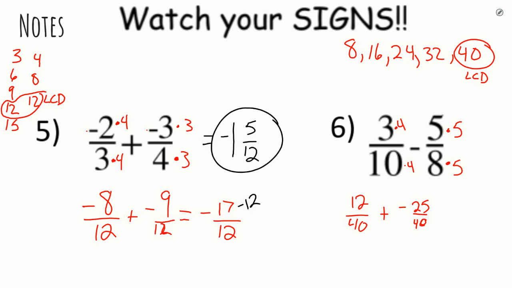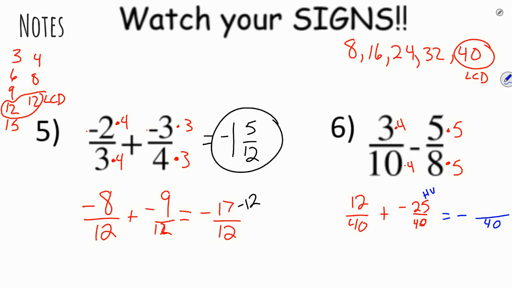Same signs add and keep, with different signs subtract, and then keep the sign of the higher value. If I think of it, 12 and 25, which one is farther away from 0? Well, the 25, so it's my higher value. So that tells me my answer is a negative answer.